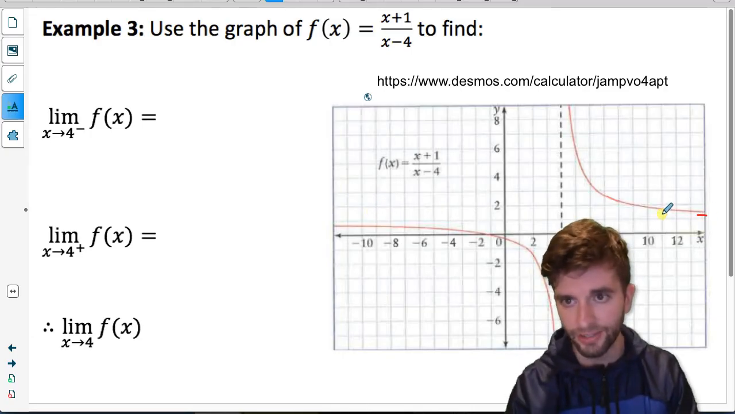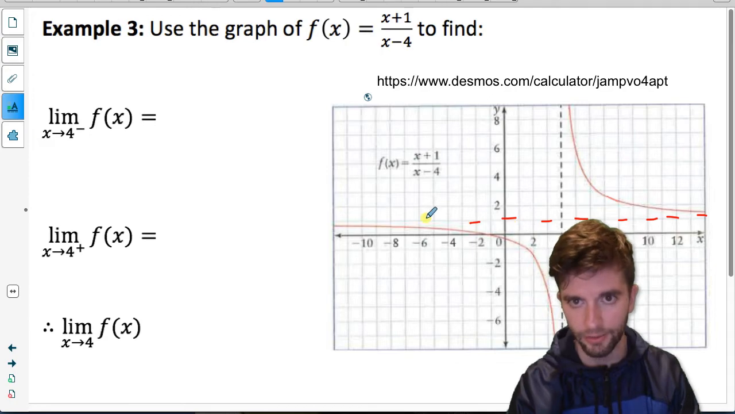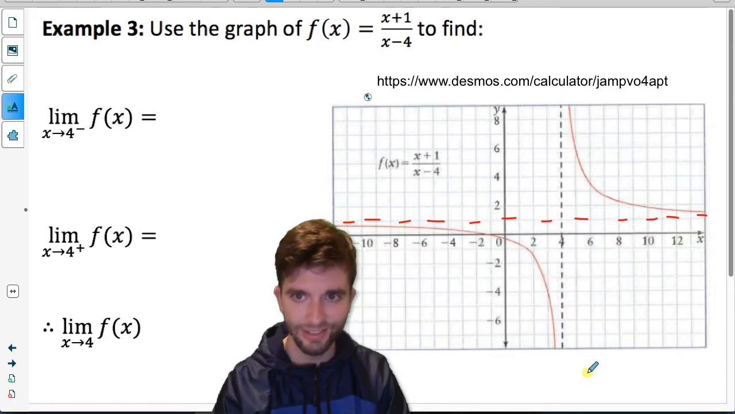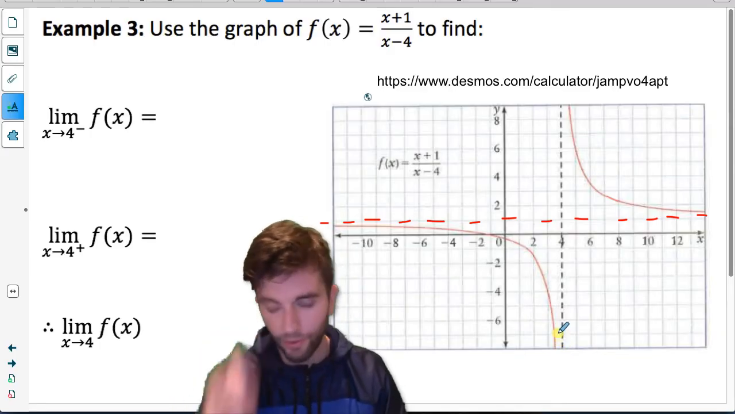It actually has two asymptotes. I should draw in the horizontal asymptote. It has a horizontal asymptote at y equals 1. And it has a vertical asymptote at x equals 4. So the function doesn't exist when x is 4. But that doesn't mean the limit doesn't exist. We don't care what is happening at 4. We just care what's happening as we approach 4.